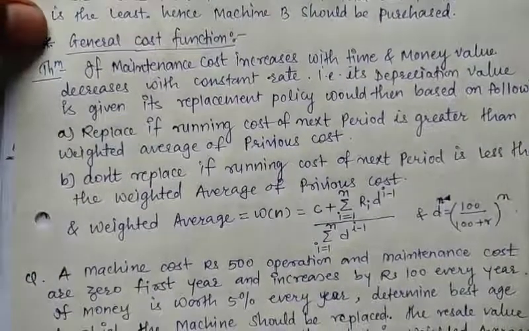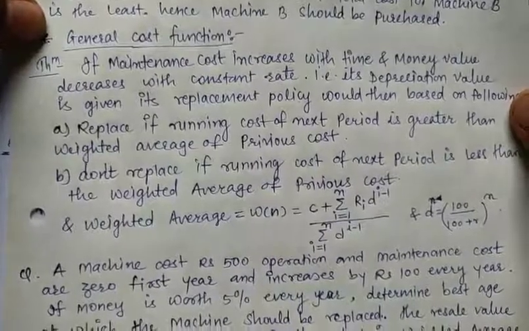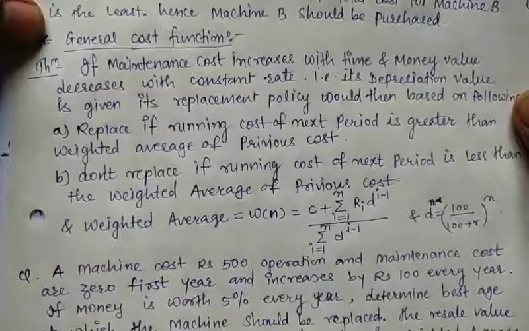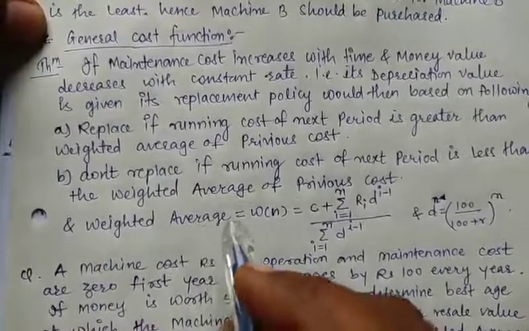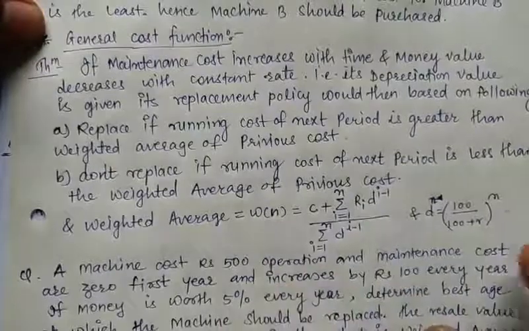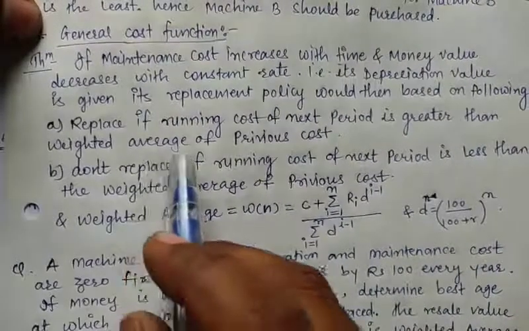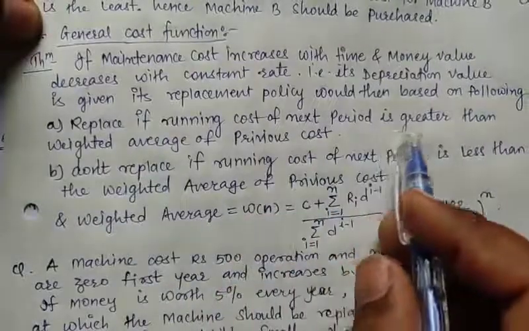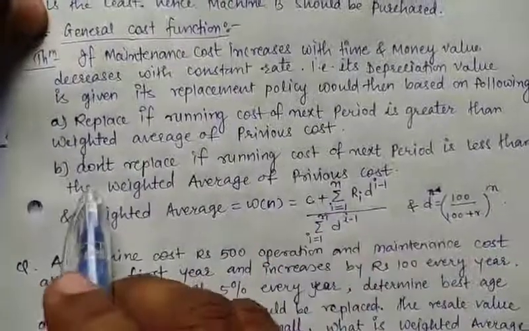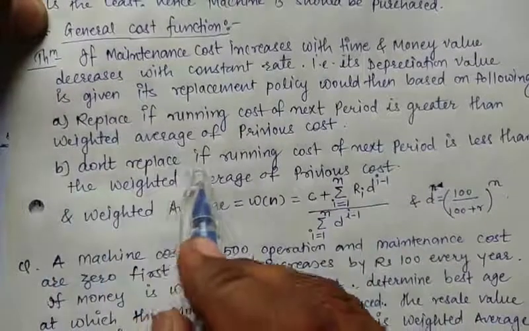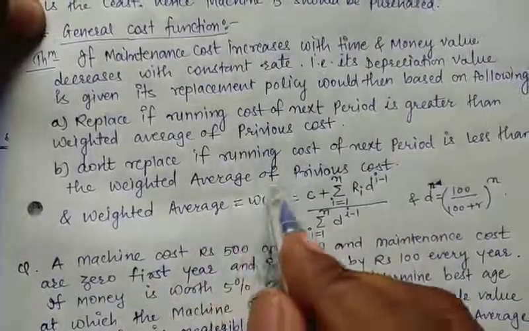If maintenance cost increases with time and money value decreases with constant rate, that is, its depreciation value is given, its replacement policy would then be based upon the following properties. First, replace if the running cost of the next period is greater than the weighted average of previous cost, and second, don't replace if the running cost of the next period is less than the weighted average of previous cost.